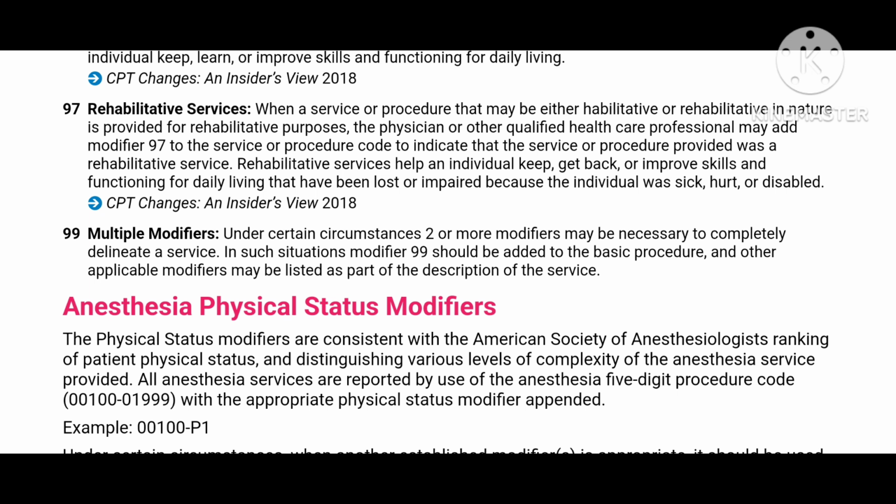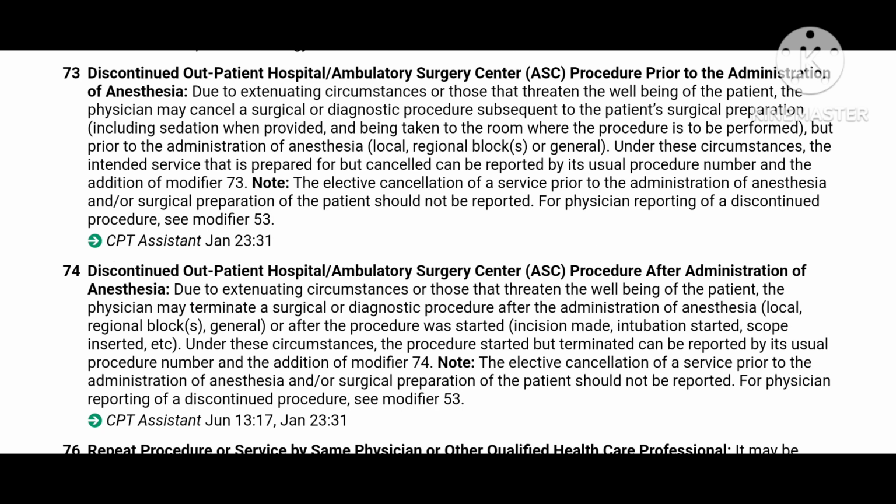Next you have anesthesia physical status modifiers. This we will discuss with the anesthesia chapter. Then the next section is modifiers approved for ambulatory surgery center, ASC. So whenever they say ASC, it means daycare surgery center. So in daycare surgery centers, they can use some modifiers. So you can go through that. It is all the same which we have discussed, but you have modifier 73 and 74 in addition here. Take 73 and 74, page number 972. Read them, find out the difference between them.